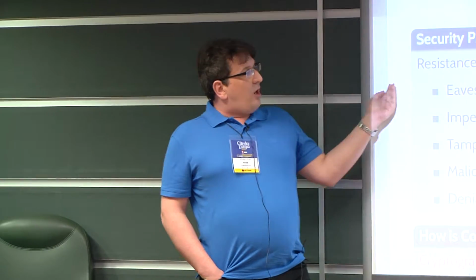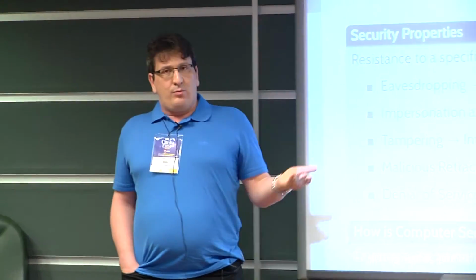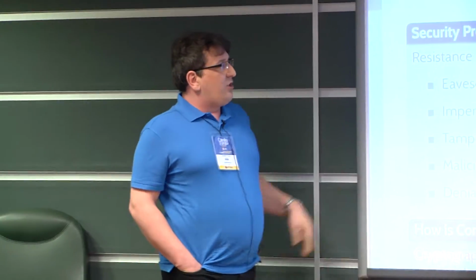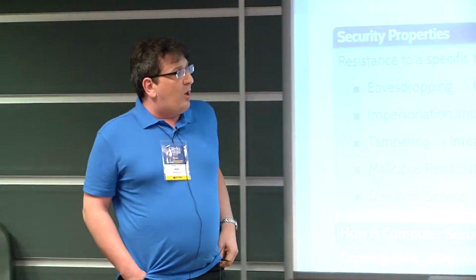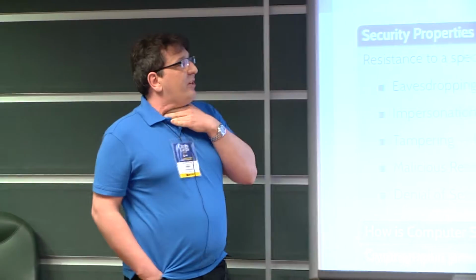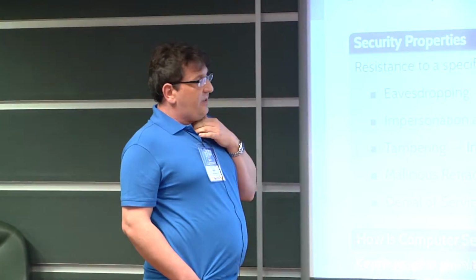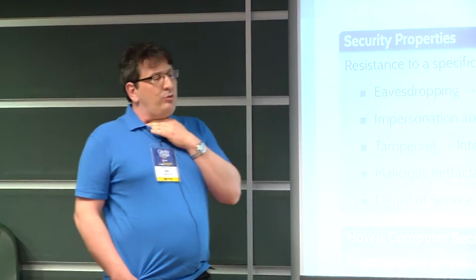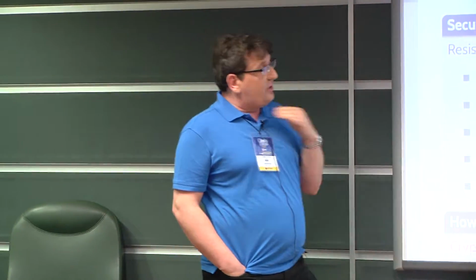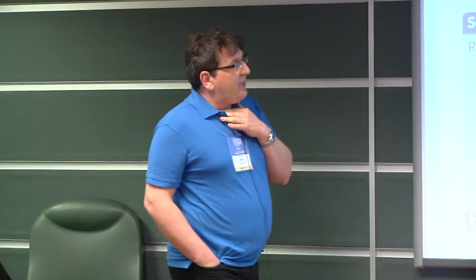In particular, resistance of a system against eavesdropping, against the copy of the data transmitted during a confidential communication, means to have a property called confidentiality. Resistance to impersonation and forgery means to have the property that your system satisfies the property of authenticity. Tampering is bound to the property of integrity. Malicious retractation is bound to non-repudiation, and denial of service is bound to the concept of availability.